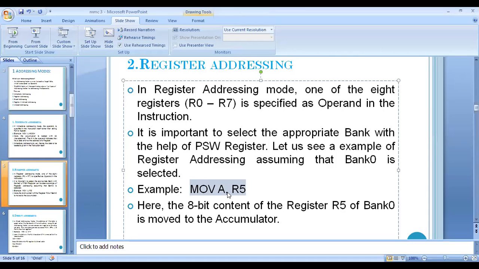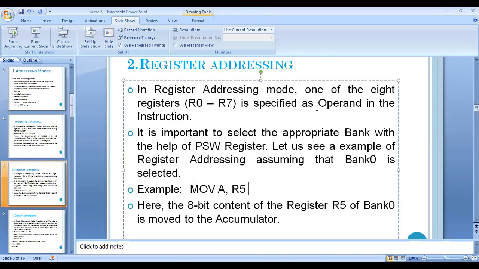So how can I recognize this is a register? Because in this instruction we are not dealing with a value, we are dealing with the name of a register, that is R5. Meaning, here who is going to give you the data? R5 is going to give it. Meaning, the register is going to give it. So that's why it is called the register addressing mode. In the register addressing mode, one of the 8 registers, that is R0 to R7, is specified as an operand in the instruction.